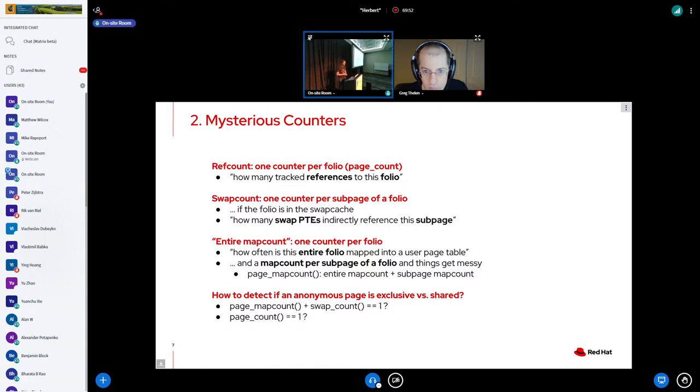Hop count, and that's then where stuff really gets a little bit complicated. So the question is, how can we detect if an anonymous page is shared or exclusive? We could take a look at the map count and the swap count under page lock, see if it's one. That was the traditional approach, which was problematic. Or you can just take a look at the ref count and say, well, if there is more than one reference, clearly somebody else is doing something with the page, so it might no longer be exclusive.